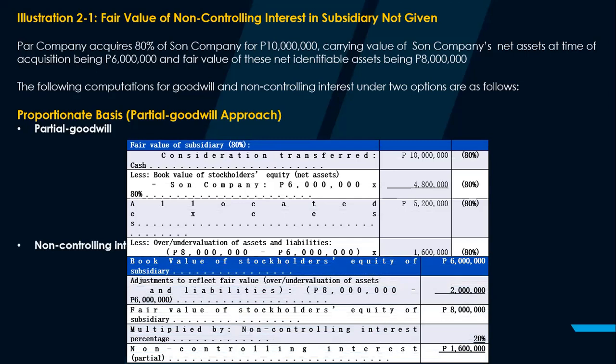So we have now the amount of adjustments to reflect fair value under overvaluation of assets for 2 million. And then the fair value of stockholders' equity of subsidiary, that's equal to 8 million times 20% equals 1.6 million for the non-controlling interest.